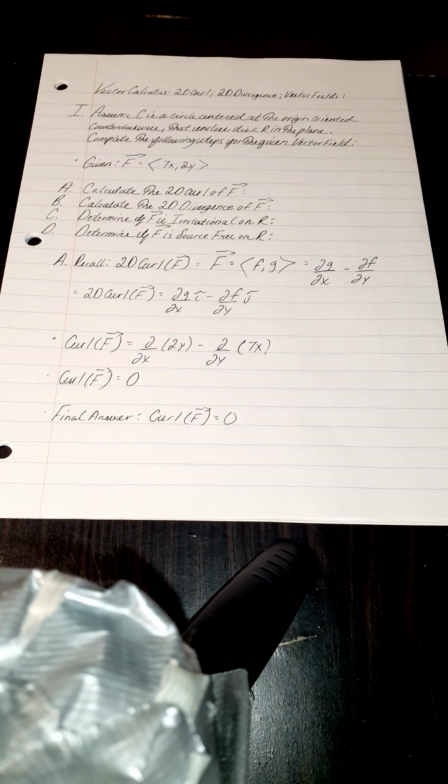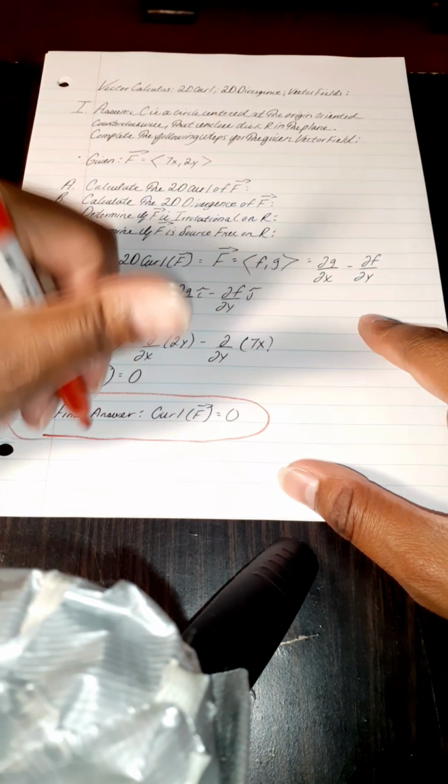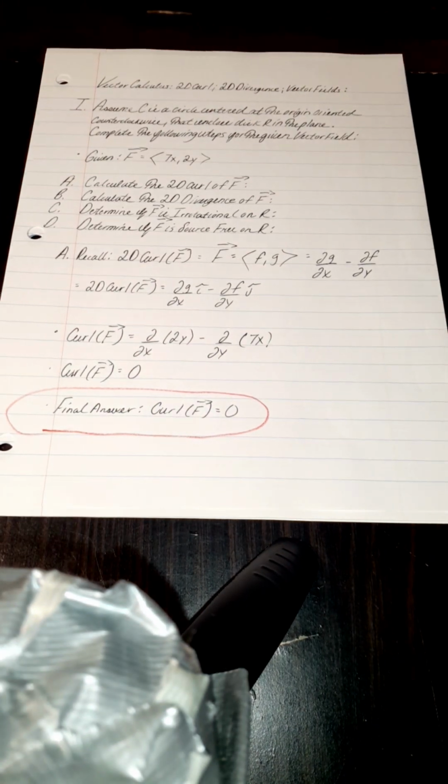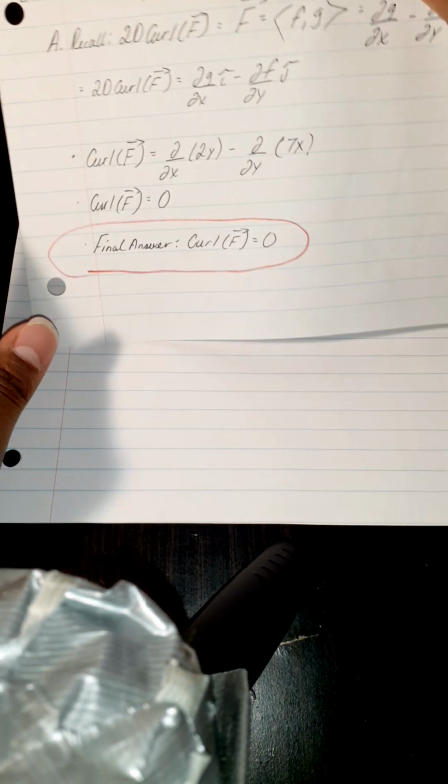Now what about part B? We'll do that next. There's a reason why we need to compute these first, because that's how we're going to get the answers to C and D. So let's go ahead and do the next one.